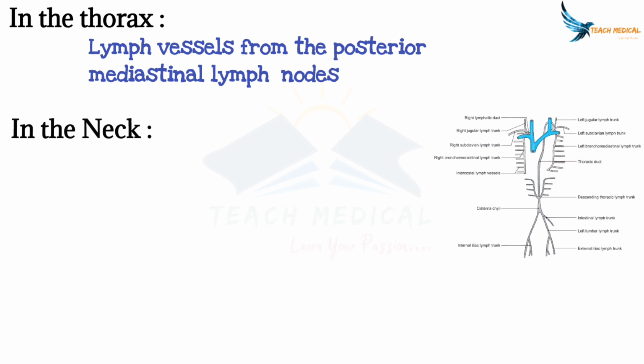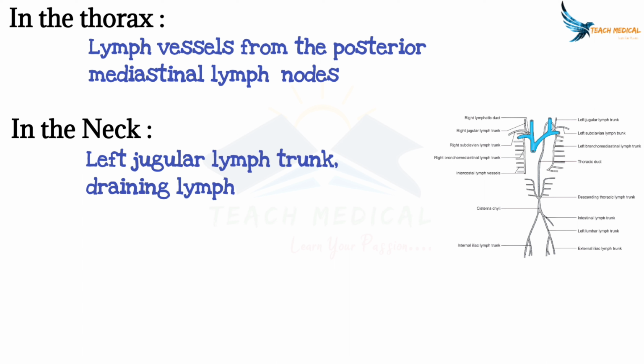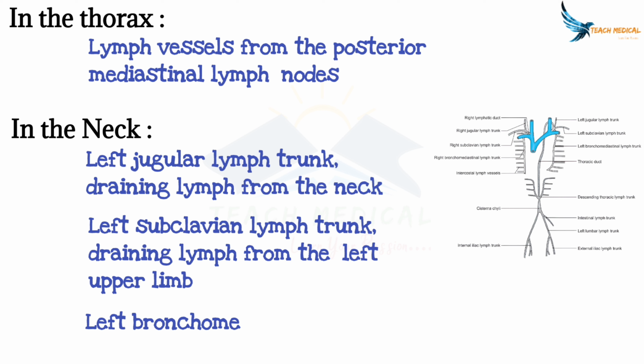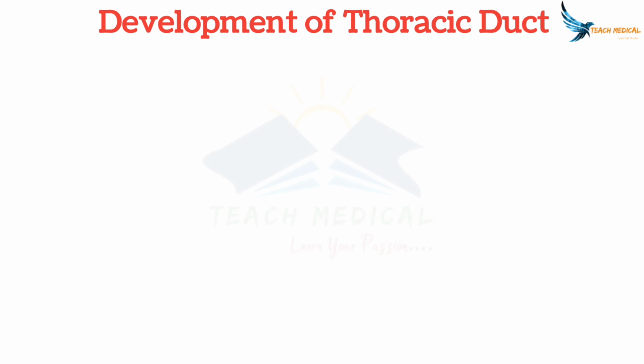C. In the neck. 1. Left jugular lymph trunk, draining lymph from the neck. 2. Left subclavian lymph trunk, draining lymph from the left upper limb. 3. Left bronchomediastinal trunk. Development of thoracic duct.